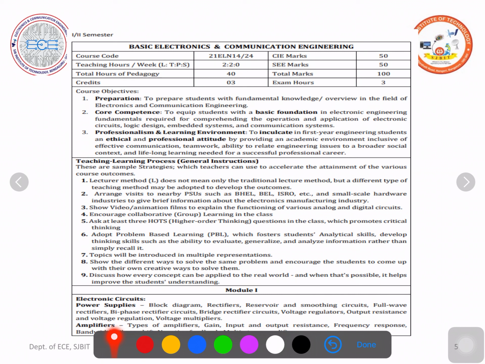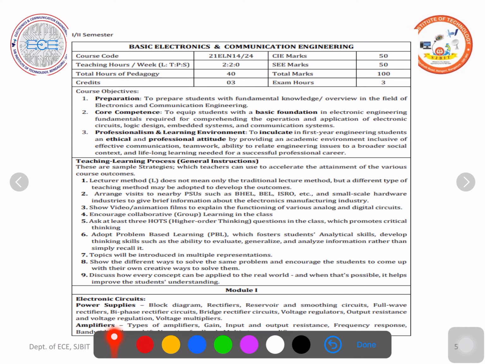So what are the objectives of this course? Remember, the course means this subject. The first objective is to prepare the students with fundamental knowledge or overview in the field of electronics and communication. The second objective is to equip the students with a basic foundation in electronic engineering fundamentals required for comprehending the operation and application of electronic circuits, logic design, embedded systems and communication systems.